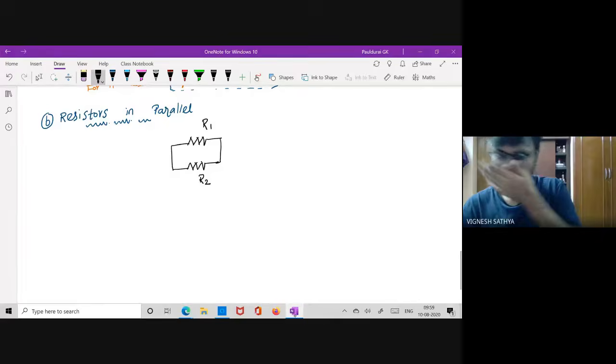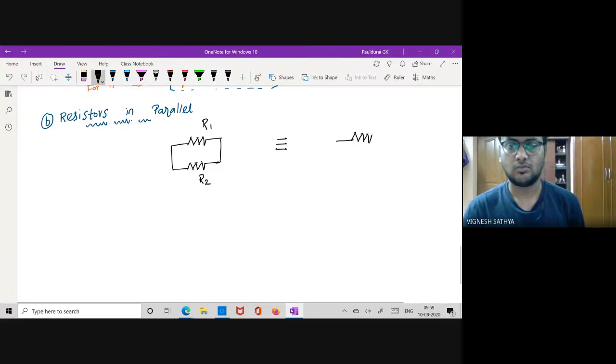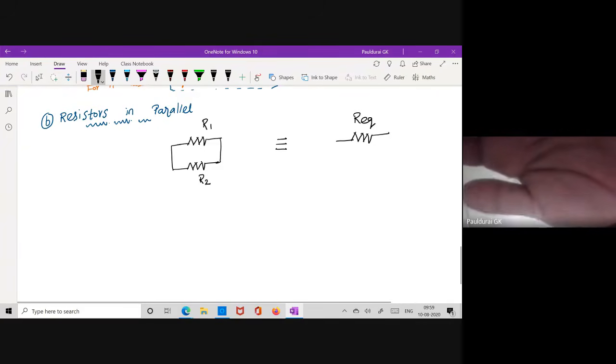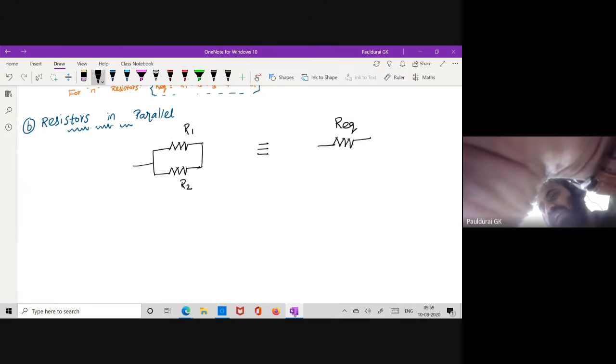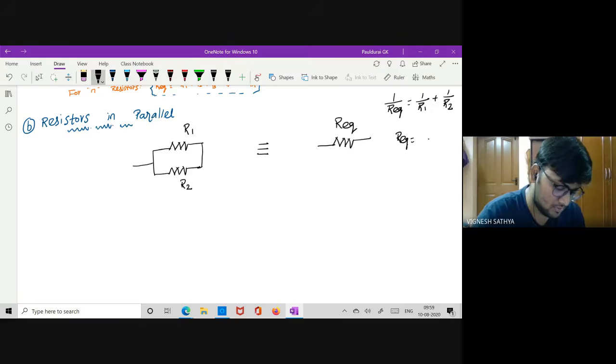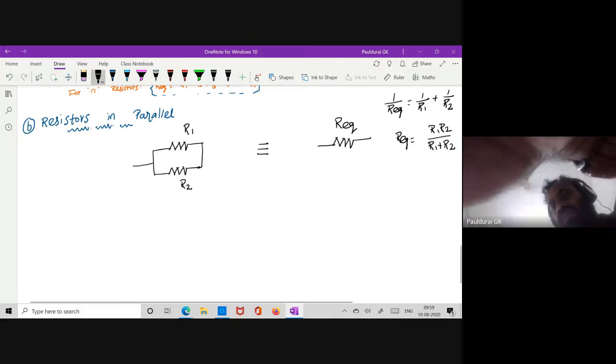So now I want to find the equivalent resistance for this, R equivalent. So you know the formula for R equivalent, right? Here what you will get? 1 by R equivalent is equal to 1 by R1 plus 1 by R2. So from this, what is R equivalent? Take LCM, take the reciprocal, you will get R1 R2 by R1 plus R2.